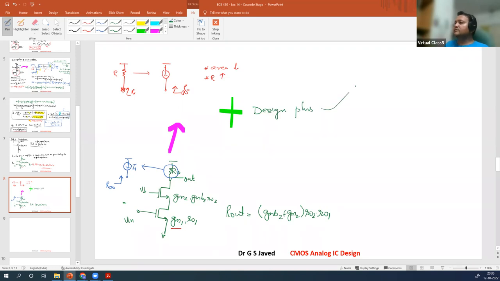This design plus takes us to an interesting case of dimensions. So you have dimensions here, right? So you have one transistor here, another transistor here, another. So you'll have three transistors. Each transistor will have their own W by L. Now, adding this W by L, you will get to know how you play with it. Now let us look at some of the practical design considerations.